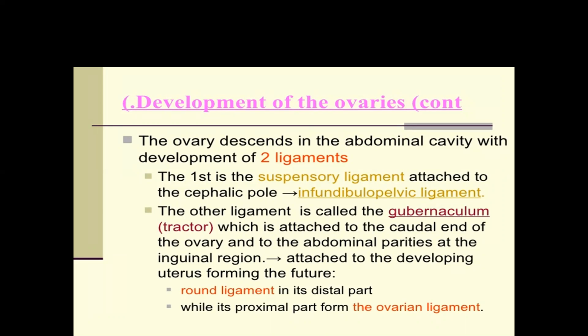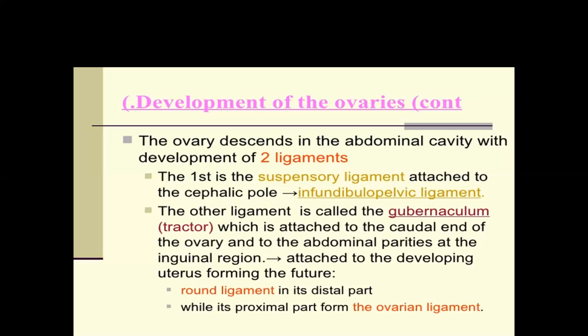एब्डोमिनल कैविटी में डिसेंट विद द टू लिगामेंट्स. ये कौन सी दो लिगामेंट हैं? एक तो सस्पेंसरी लिगामेंट है और एक इन्फंडिबुलो पेल्विक लिगामेंट है. ये दोनों लिगामेंट्स जेनाइटल लिगामेंट के पार्ट्स हैं. जेनाइटल लिगामेंट को दो भाग में बांटा गया है, एक कॉडल पार्ट है और एक क्रेनियल पार्ट है. क्रेनियल पार्ट से आगे चल के सस्पेंसरी लिगामेंट बनता है और कॉडल पार्ट से फर्दर चल के राउंड लिगामेंट बनती है. इन दोनों लिगामेंट की सहायता से ओवरी एब्डोमिनल कैविटी में आते हैं. ये एब्डोमिनल कैविटी से फर्दर पेल्विक कैविटी में आते हैं.